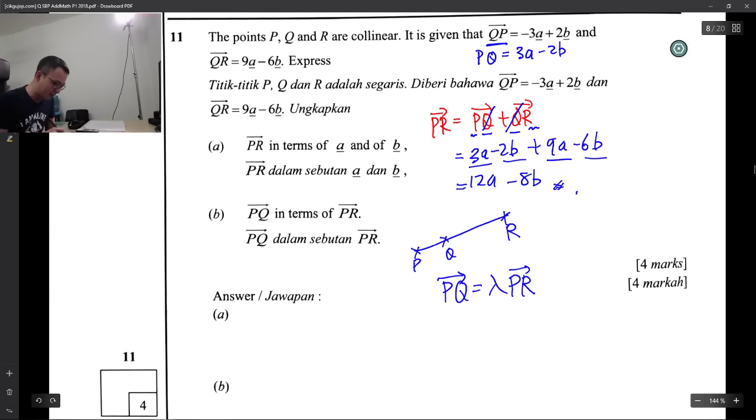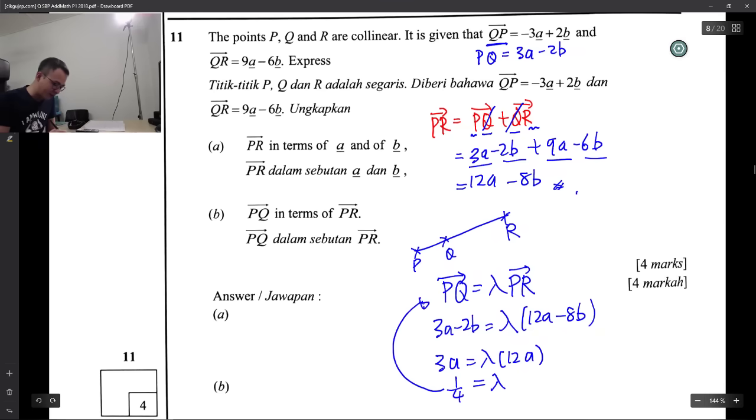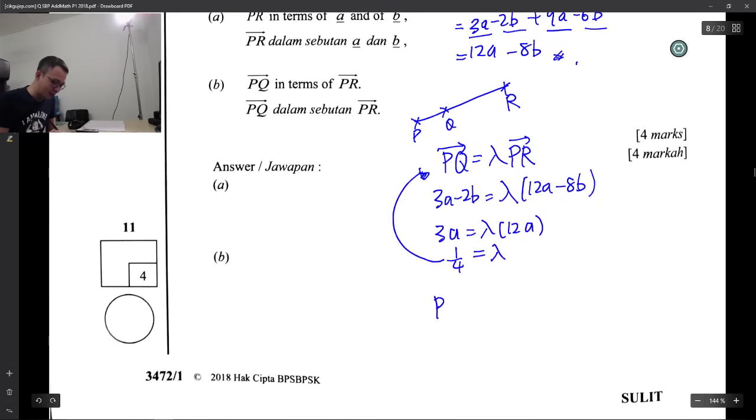Alright, so PQ I already have, which is 3a minus 2b. Right now I need to find lambda. The lambda of PR will be 12a minus 8b. Okay, so then I can compare a. 3a equals lambda of 12a. So therefore, lambda should equal 3a over 12a, right? 1 over 4. So I sub in the 1 over 4 here. Then I know PQ equals 1 over 4 of PR. That's all. This is vector and should be very easy.